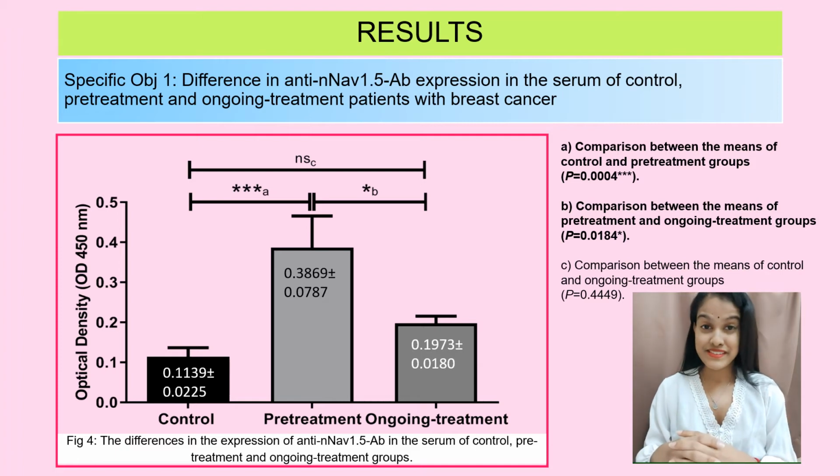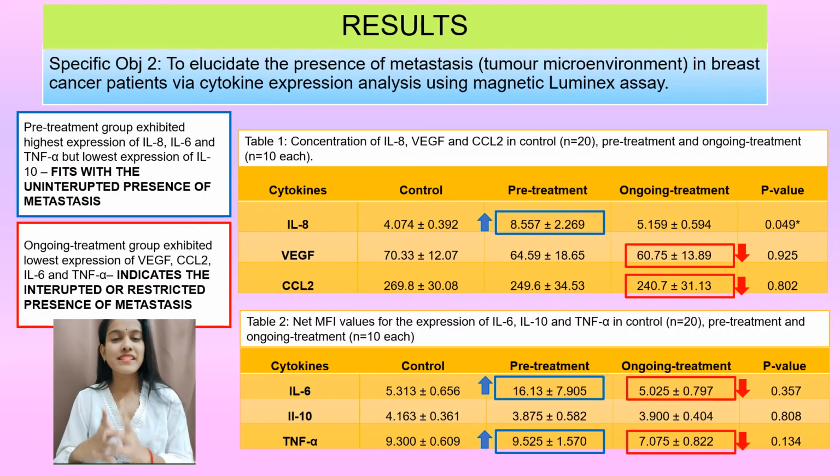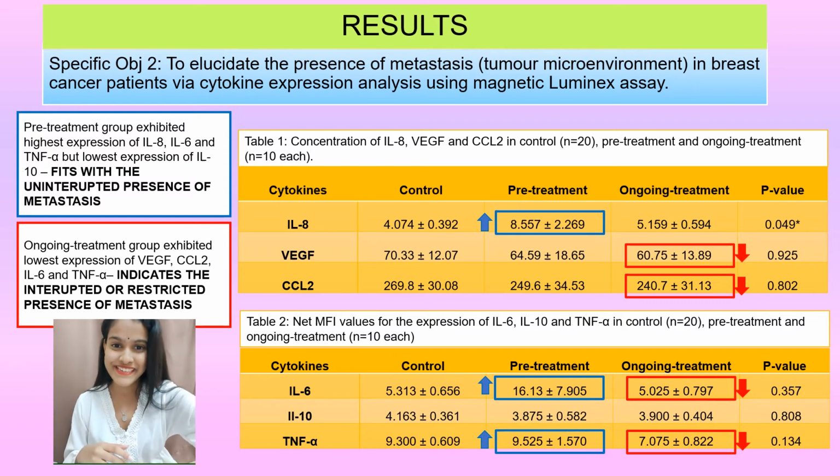Let's have a look at the results. Based on the comparison made, the pre-treatment group exhibited the highest expression of anti-neonatal NAV 1.5 antibodies, and most important of all, there was a significant difference between the pre and the ongoing treatment group. The cytokine analysis revealed the downregulation in the pro-inflammatory cytokines in the ongoing treatment group, which was marked by the red arrows, and this signifies the interrupted presence of metastases under the influence of breast cancer therapy.